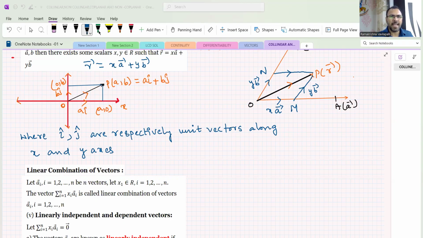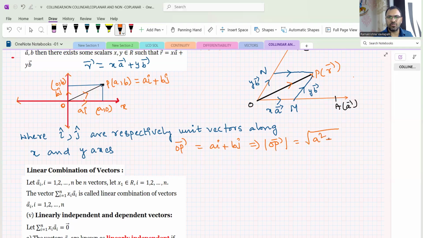Now, what is the magnitude of this vector? Here the vector OP is equal to ai plus bj. You can use coordinate geometry to easily find that the magnitude of this vector is equal to root over the distance between O and point (a, b), that is root over a square plus b square.